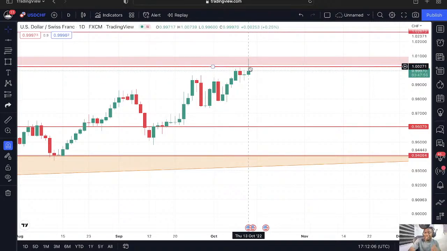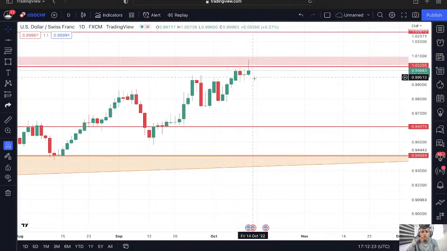A pin bar at a resistance level is telling us that there is a high probability of sell pressure coming in. Don't forget, there is what? High probability of sell pressure coming in.